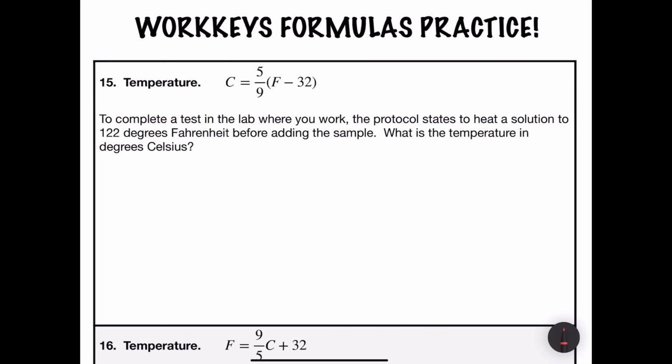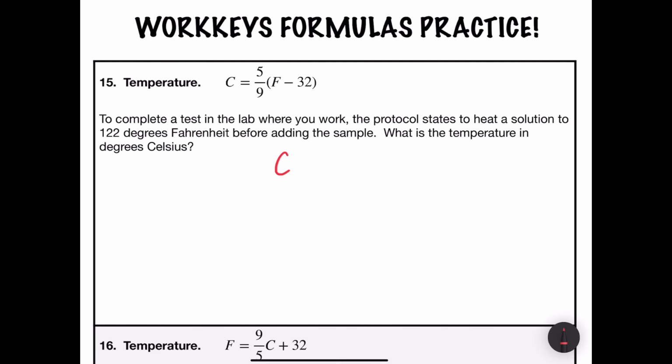Number 15 is temperature and converting from Fahrenheit to Celsius. The formula says Celsius is equal to 5/9 times the Fahrenheit temperature minus 32. In this problem, it says to complete a test in the lab where you work, the protocol states to heat a solution to 122 degrees Fahrenheit before adding the sample. What is the temperature in degrees Celsius?